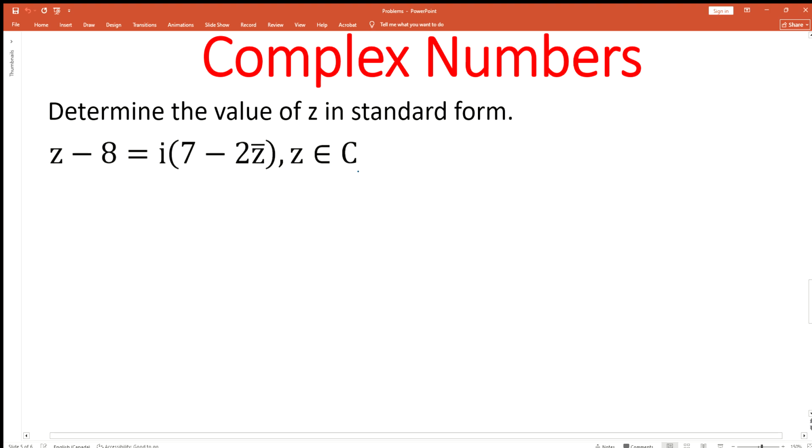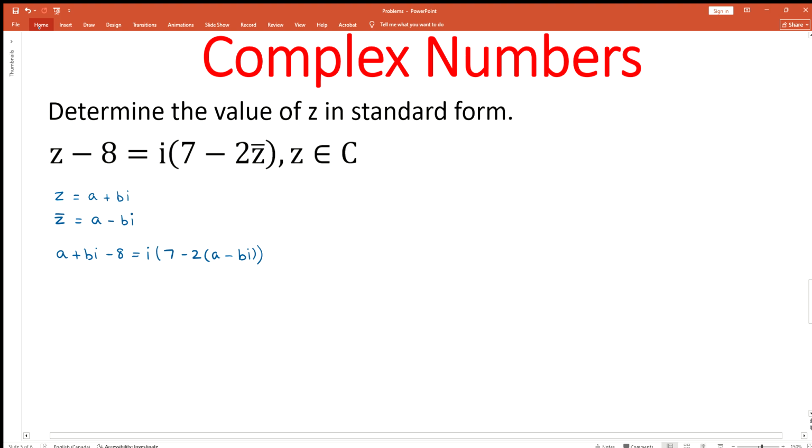In order to solve this equation to find the value of z, we have to use a complex number for z in standard form. Let's assume z is equal to a plus bi. Therefore, z bar, the complex conjugate, is equal to a minus bi. We can use these complex numbers in the given equation. So the equation becomes a plus bi minus 8 equals i times (7 minus 2 times (a minus bi)).